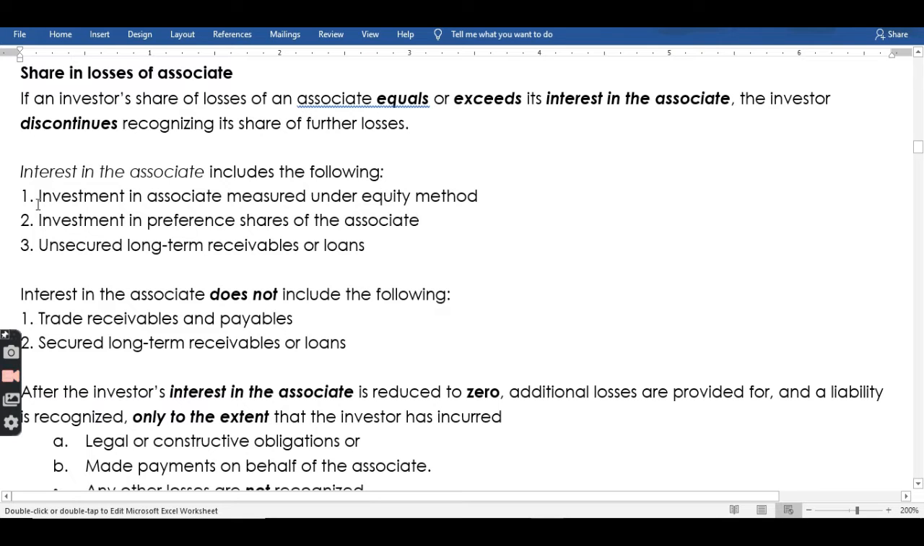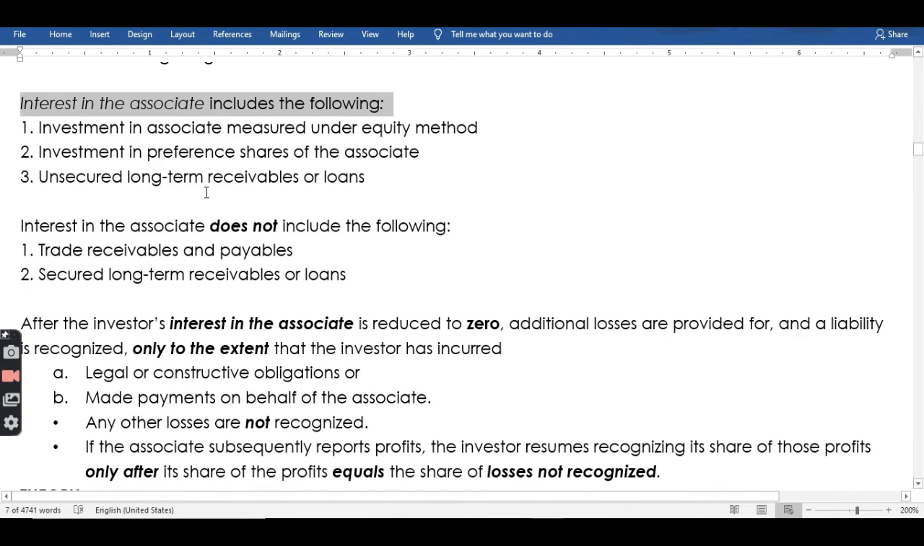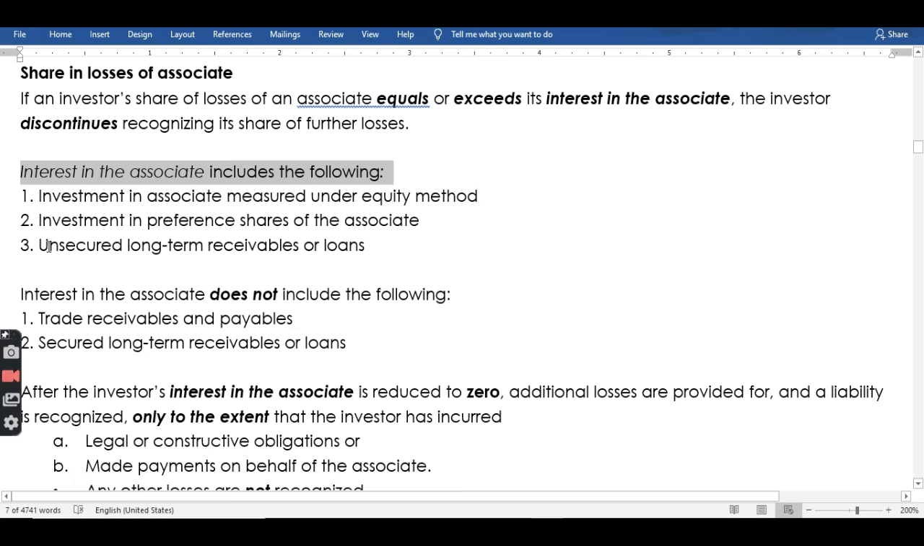So, ang question, ano ba yung laman ng interest in associate? Okay? So, ang total interest natin sa isang associate ay ito. Una, yung investment natin in associate mismo, yung naka-recognize at equity method. Pangalawa, yung investment in preference shares, kung meron man tayong hawak. Tapos, any unsecured long-term receivables or loans. Take note na unsecured dapat. Kasi kung secured yan, hindi mo na kailangan gawan pa ng interest kasi anyway, sa'yo din naman mapupunta yung kung ano man yung naka-collateralize doon.